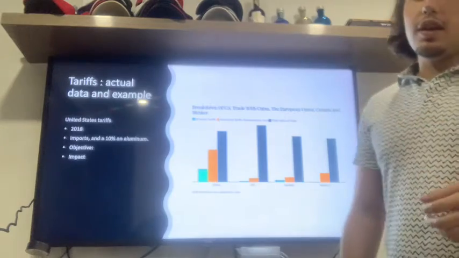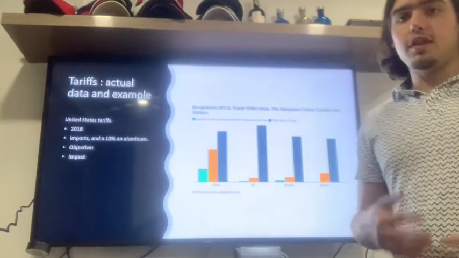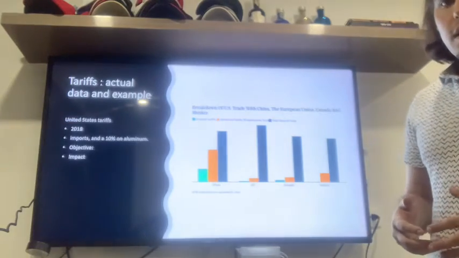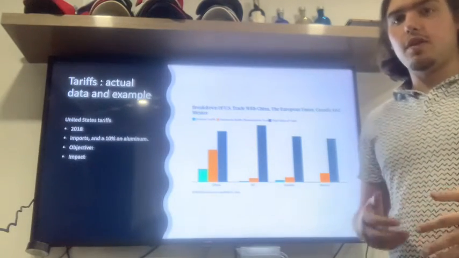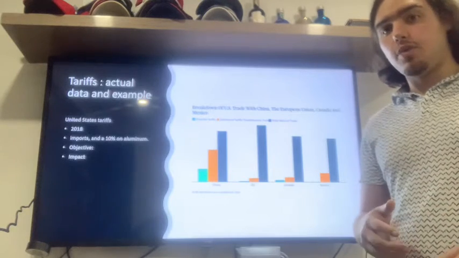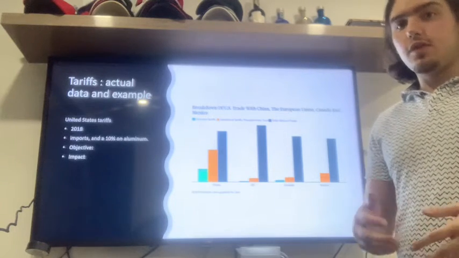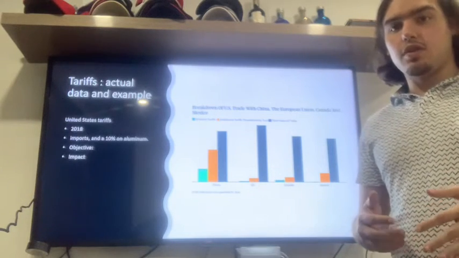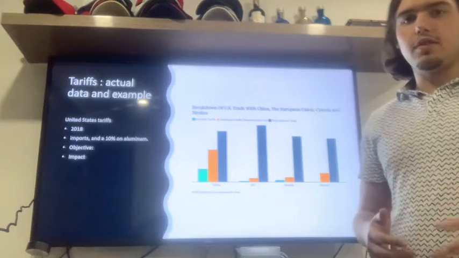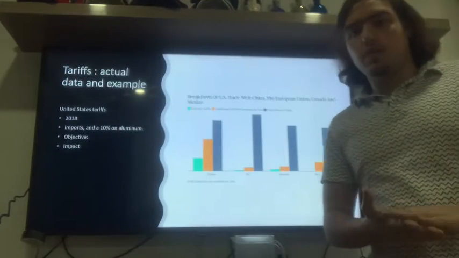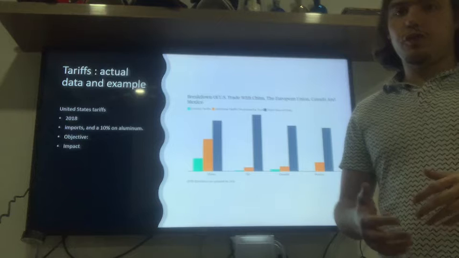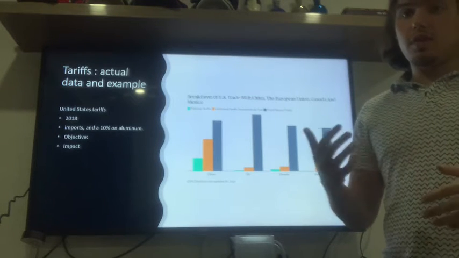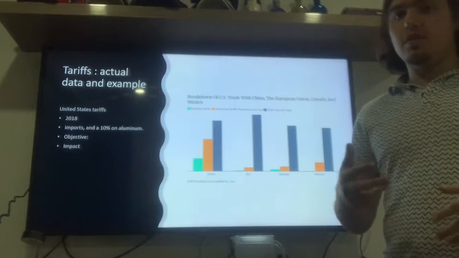There is actual data and an example, and we're going to take the United States tariffs. By 2018, the U.S. government introduced a series of steel and aluminum tariffs, a 25% tariff on steel imports and a 10% tariff on aluminum. The objective was to contribute to national industry growth, such as automotive and steel. The impact: the Congressional Budget Office found a negative effect on the economy and a negative correlation between additional tariffs and GDP growth.